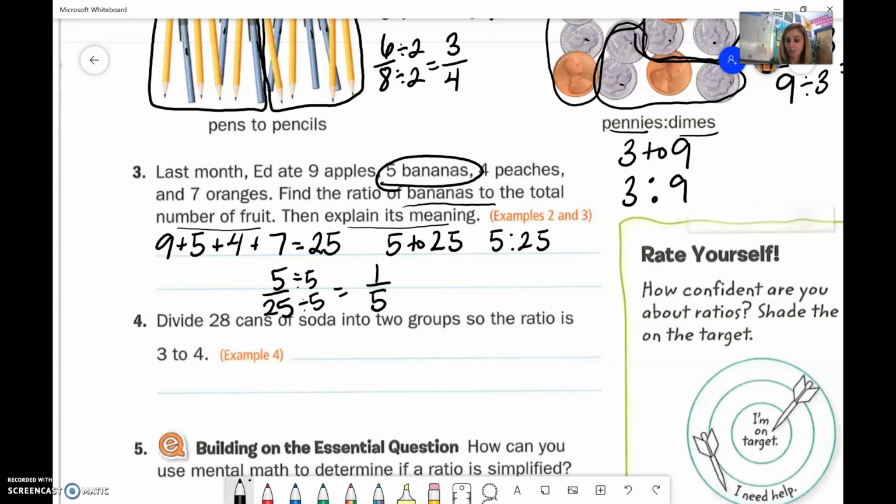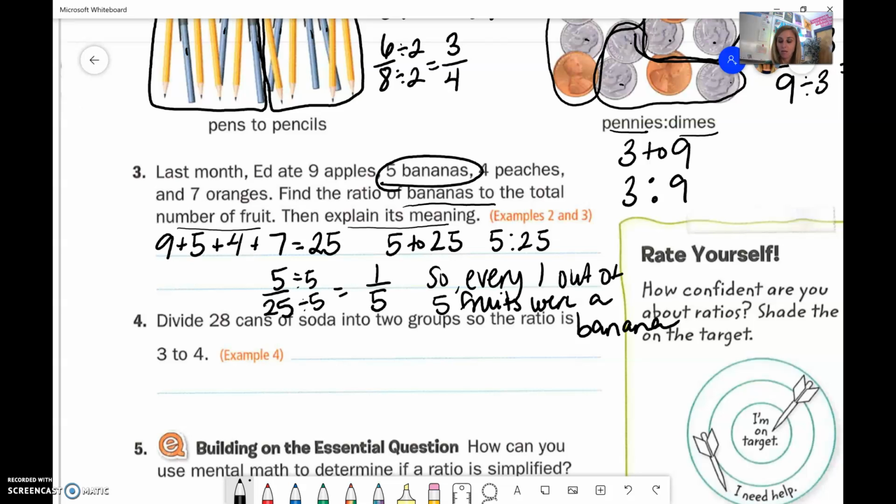So here it is. So every, how do I want to say this? For every 1 out of 5 fruits were a banana. Okay, so you could say it that way, or Ed ate 1 banana out of every 5 pieces of fruit. As long as you can explain it in words, written words, you're going to be golden.